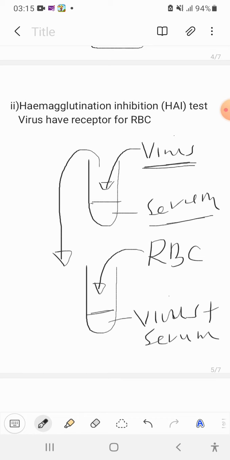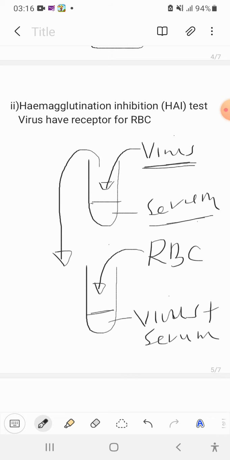If you see agglutination, that is a negative result. That shows that the virus was not neutralized. There was no antibody to the virus in the serum. But if you don't see agglutination, then that's a positive result, because there was antibody for the virus in the serum which neutralized the virus, and therefore hemagglutination was inhibited.